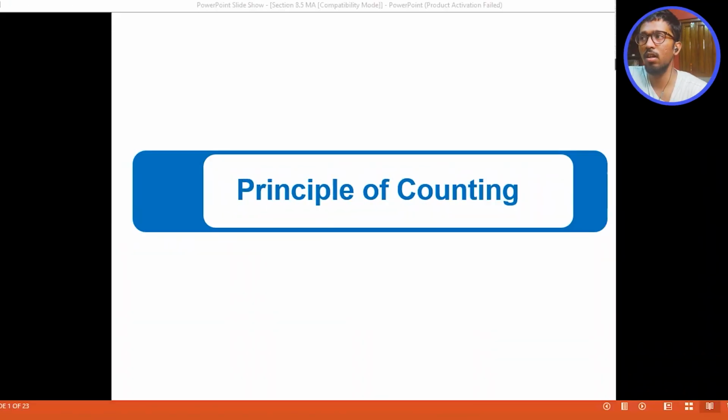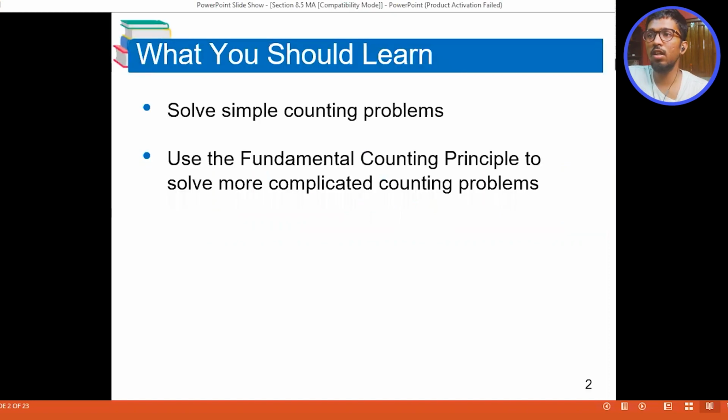Let me give you a brief idea of what you will learn today. First we'll solve a few very basic counting problems, then we'll use the fundamental counting principle, or principle of counting, to solve more complicated counting problems. That is our goal for today. So let's take some problems first.